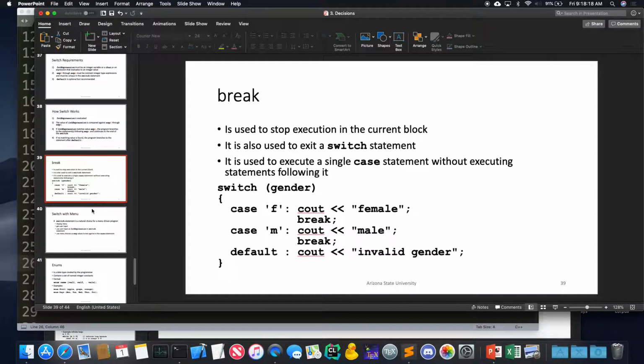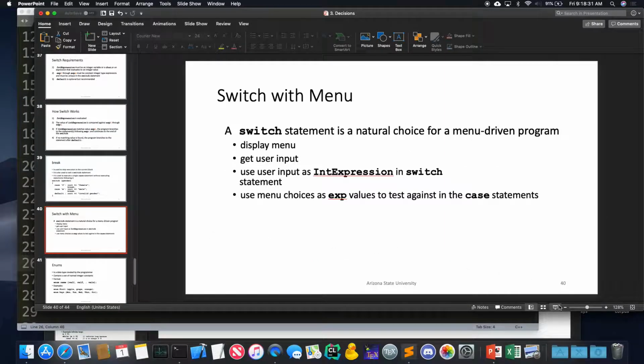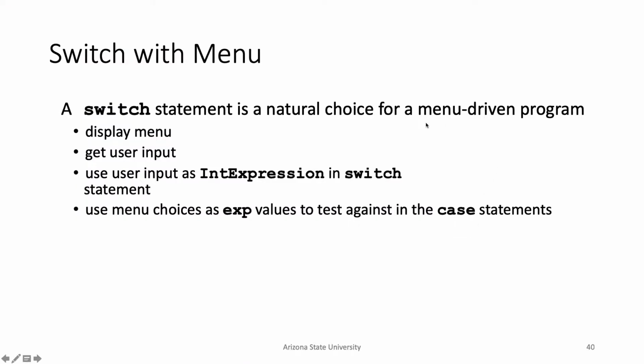Okay, so this is just one with gender. If it's equal to lowercase f, you do something. If it's lowercase m, you do something. Default is anything else, you do something else. All right, so this is basically what we just did. It's a natural choice for a menu-driven program because you're comparing the user's input against one value at a time. Is it this option, or this option, or this option, all the way through?